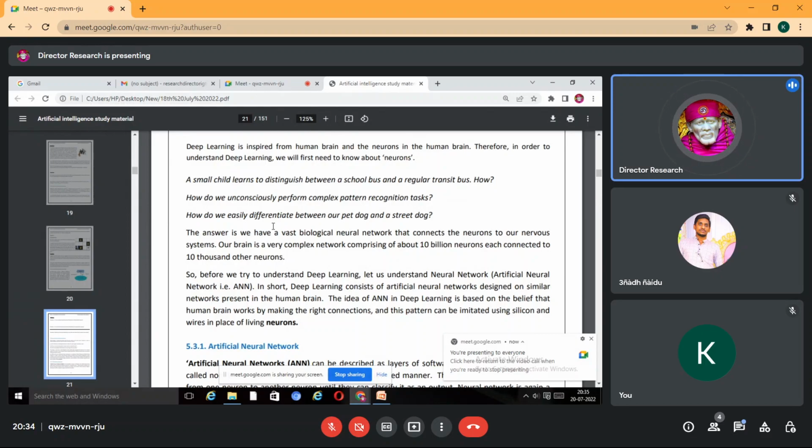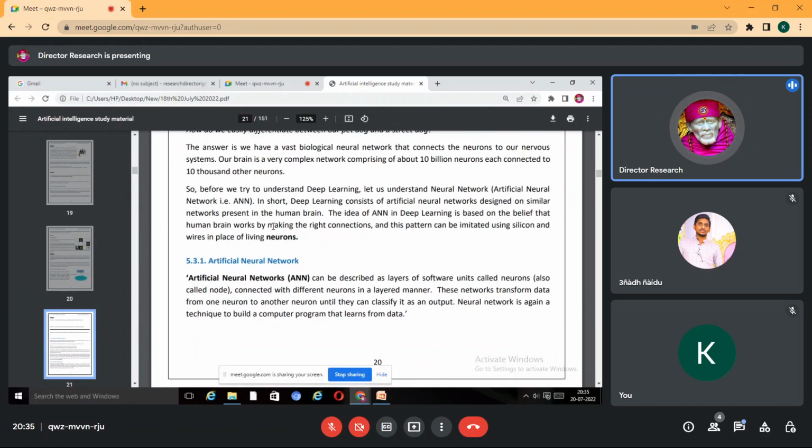Deep learning, let us understand the neural network, the artificial neural network. In short, deep learning consists of artificial neural networks designed on similar networks present in the human brain. The idea of artificial neural networks in deep learning is based on the belief that the human brain works by making the right connections, and this pattern can be imitated using silicon chips.